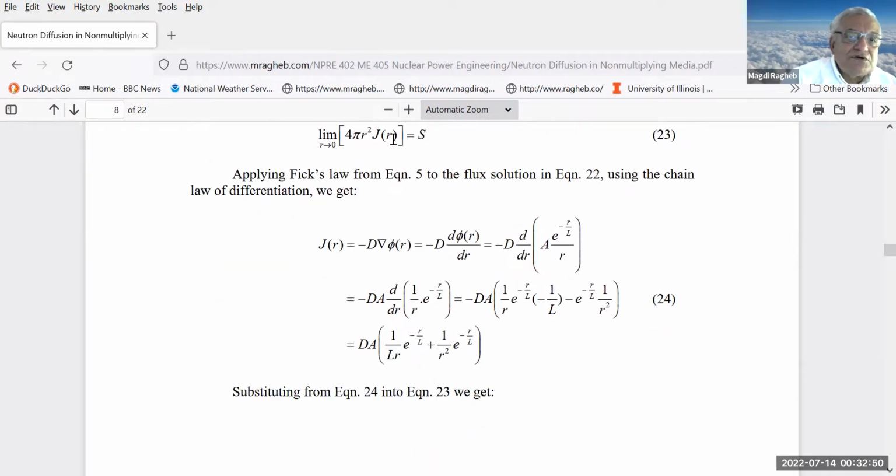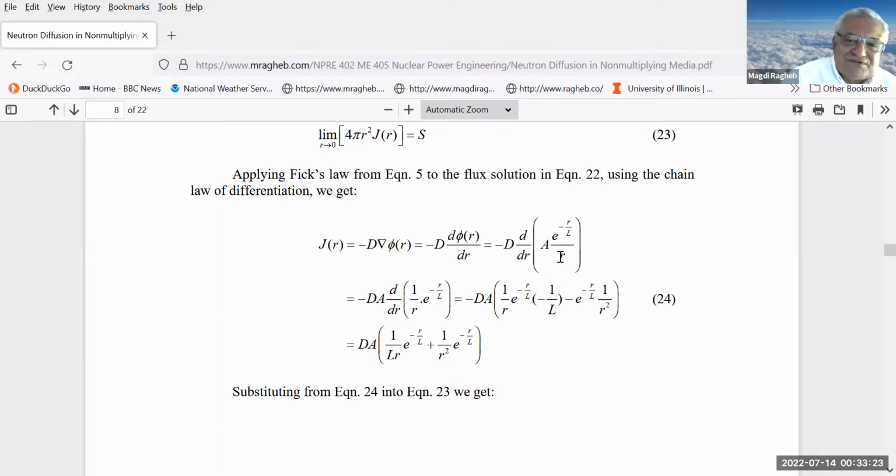First, what is the current that we are going to multiply into 4 pi r squared, the surface of the small sphere that shrinks in size to R equal to 0 at the origin? Well, this is described by Fick's law. So J of R is equal to minus D, the gradient of the flux. So minus D dphi by dr, and the solution is A e to the minus R over L over R.